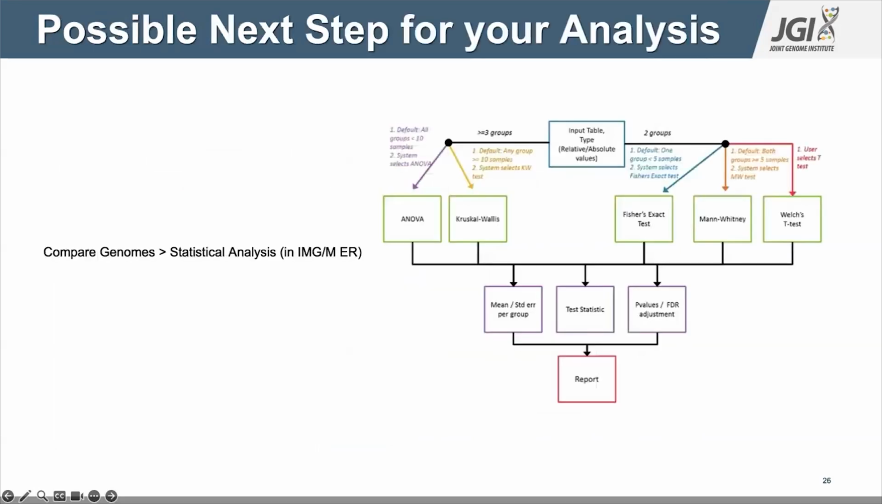And if you want to find out more about the differences between your groups, one possible next step would be to use the IMG statistical analysis tool to find out which specific features, such as functional genes or taxons, are differently enriched in the 2 groups.